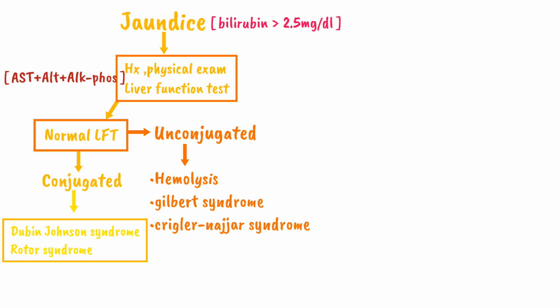Now let's come to the patient who presents with jaundice, but along with the jaundice the patient has an abnormal LFT, meaning a deranged liver function test. By a deranged liver function test, we mean that the patient has increased ALT, AST and alkaline phosphatase. The ALT and AST are present in the hepatocyte. The ALT is present in the cytoplasm while the AST is present in the mitochondria of the hepatocyte, while the alkaline phosphatase is present in the bile duct.